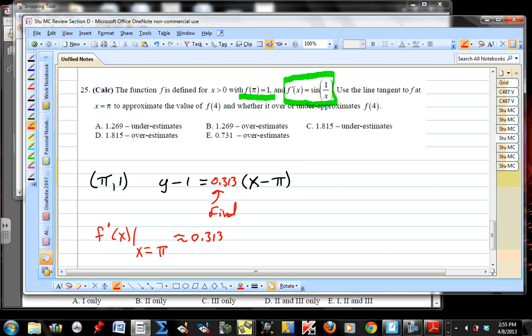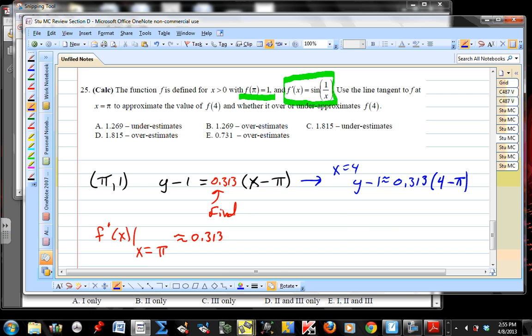Now let's read the question again. They asked us to do something with this tangent line. Let's see what they asked. They said use the tangent line to approximate the value of f at 4. So that means now we're going to take this tangent line equation and substitute x equals 4 in place of x. So we get y minus 1 equals 0.313. We rounded. Technically, you know, that's approximately 0.313 times x, which we're replacing with 4 minus pi.